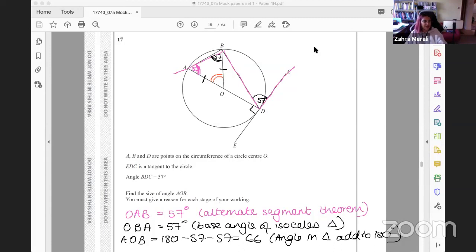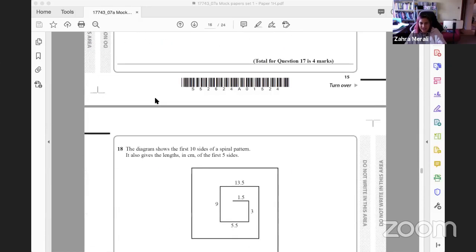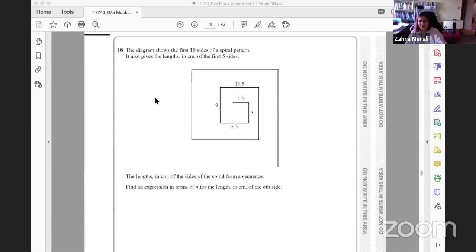Circle theorems I know are quite tricky, but don't worry about it. Come back to it, learn them. The worst case, you know, they're 3-4 marks, you'll be able to get most of it. I know people get really, really caught up on it. Okay, so next one, 17.